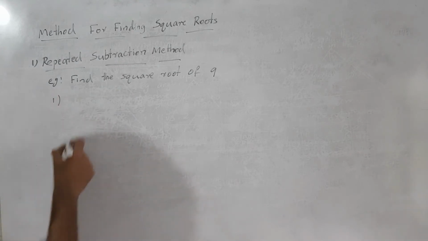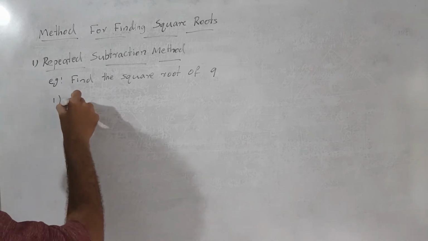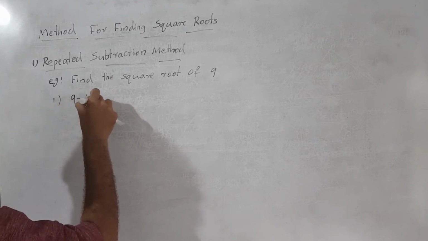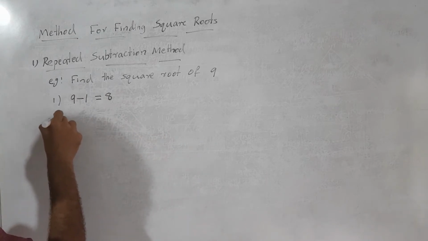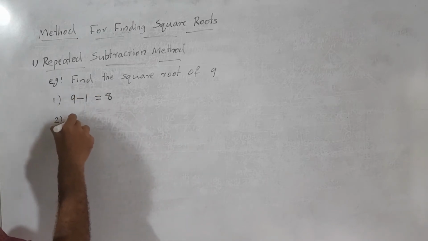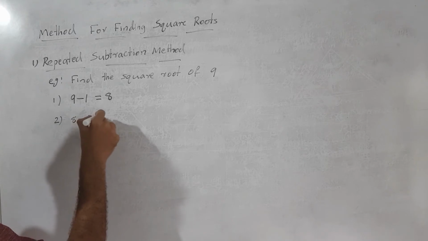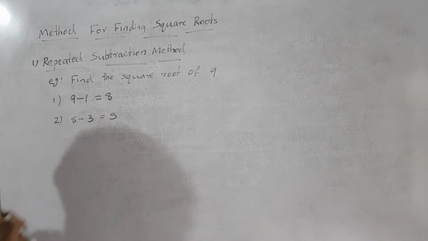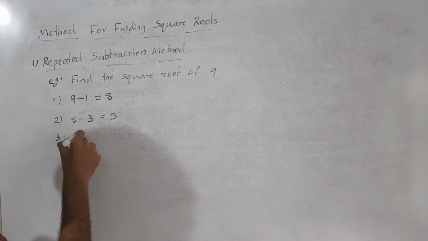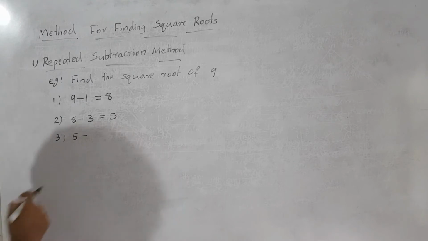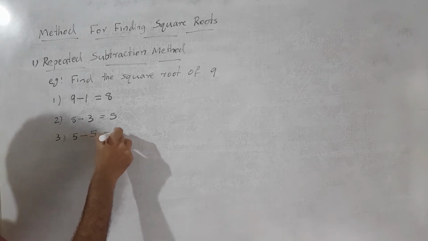In the first step, we subtract from 9 the first odd number, 1. 9 minus 1 is equal to 8. Second step, from 8 we subtract the next odd number. What is the next odd number after 1? That is 3. 8 minus 3 is equal to 5. Correct? Then third step, we subtract the next odd number from 5. What is the next odd number after 3? That one is 5. Then 5 minus 5 is equal to 0.